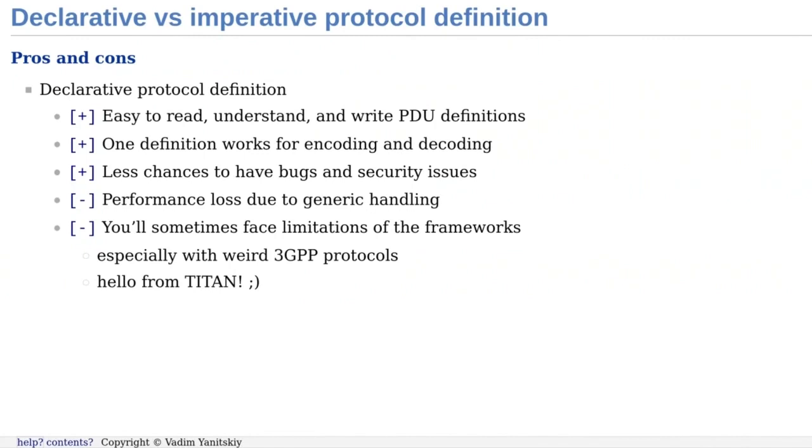This always happens to me in Titan, especially with weird 3GPP protocols where you have weird calculations of the field lengths, weird tables with magic numbers. So this is sometimes not easy to implement, but for most of the protocols, the declarative approach works just fine.